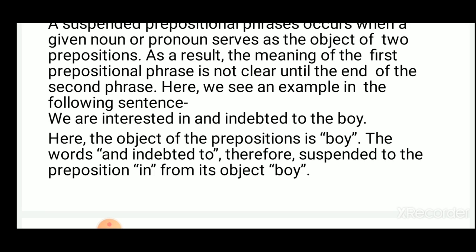We are interested in and indebted to the boy. Here the object of the preposition is boy. The words "and indebted to" therefore suspend the preposition "in" from its object, boy. So we are using here two prepositions for one object, and that is boy.